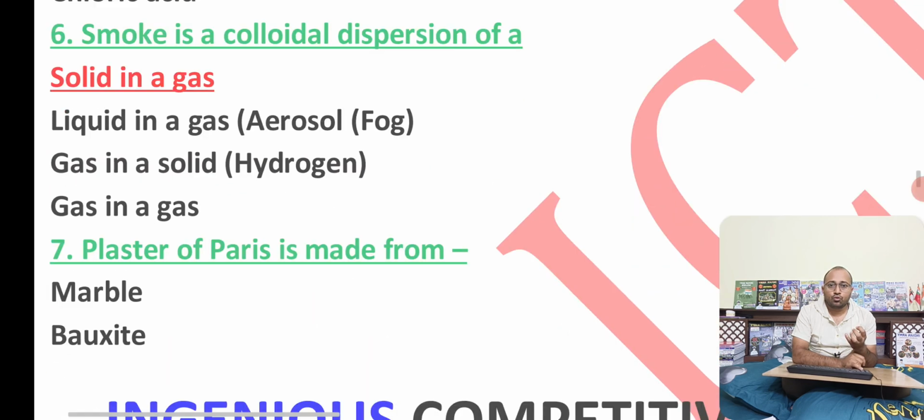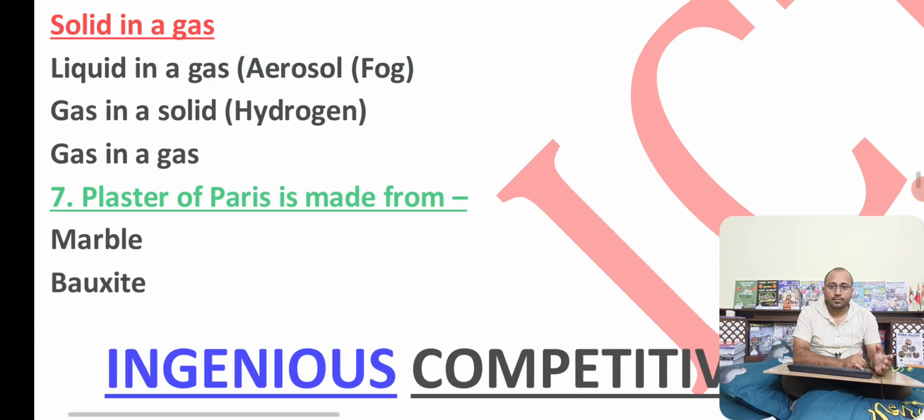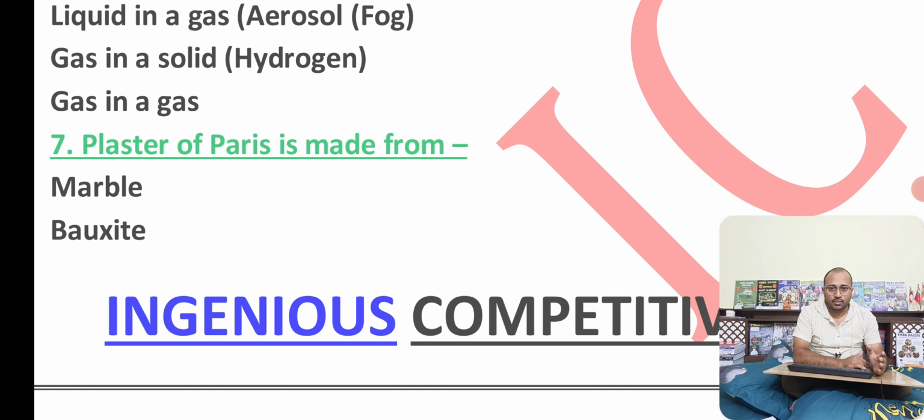When it comes to smoke, it's a colloidal dispersion of solid in gas, guys, very important. So solid in gas, an example is smoke. When it comes to smog, it is smoke plus fog. Liquid in gas, we have aerosol. An example of fog is also liquid in gas, guys. When it comes to gas in solids, hydrogen is an example. So there are various things you should know about this.